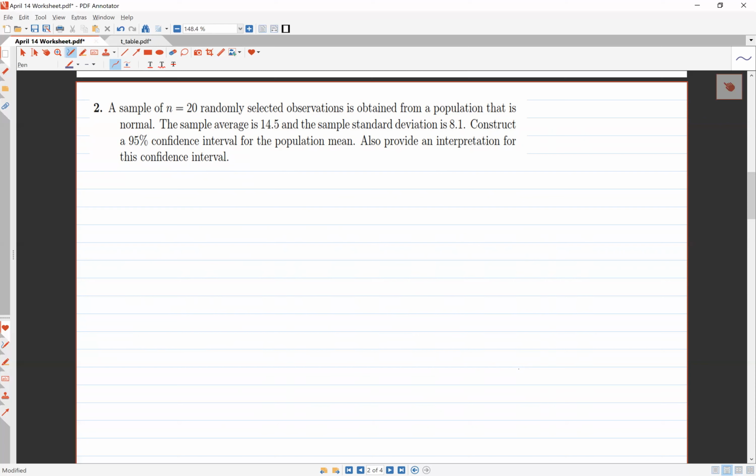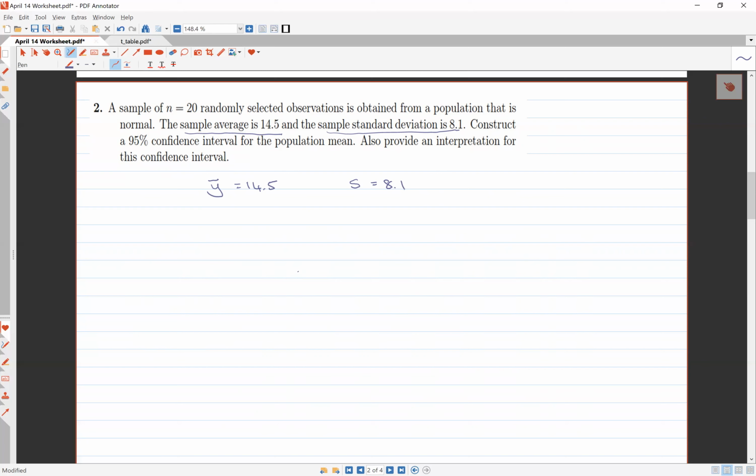So in our second example here, we are being told that we have a sample of 20 randomly selected observations obtained from a population that is normal. The sample average is 14.5 and the sample standard deviation is 8.1. So sample average, that's our Y bar value. Sample standard deviation is 8.1, so that's our S value. Always remember, sample average is X bar or Y bar. Sample standard deviation is S.